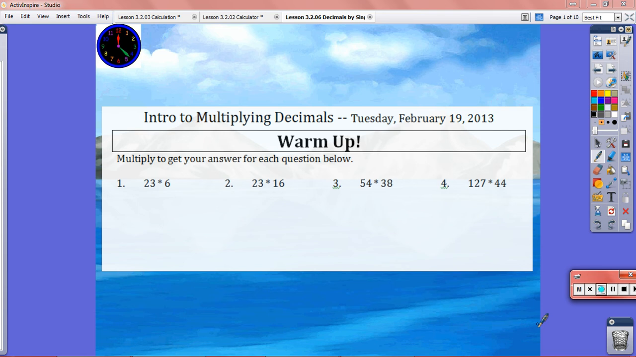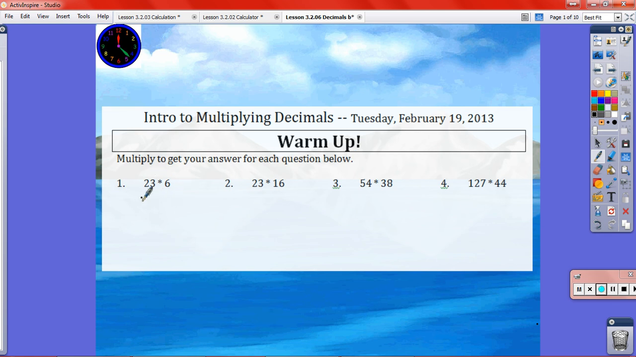So I started this with a warm-up on just normal multiplication, just to get us acclimatized, just to get us comfortable with multiplication. This little star, a lot of kids are unfamiliar with the fact that that star means to multiply, so I also included "multiply" to get your answer for each question below. So there are lots of ways to multiply.